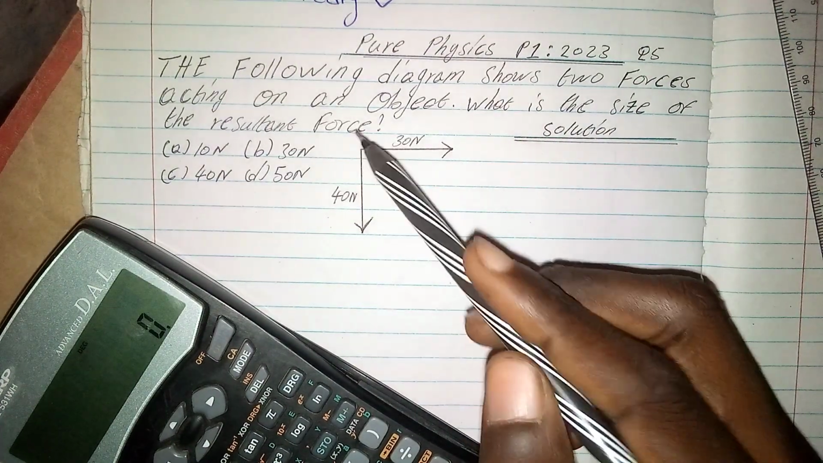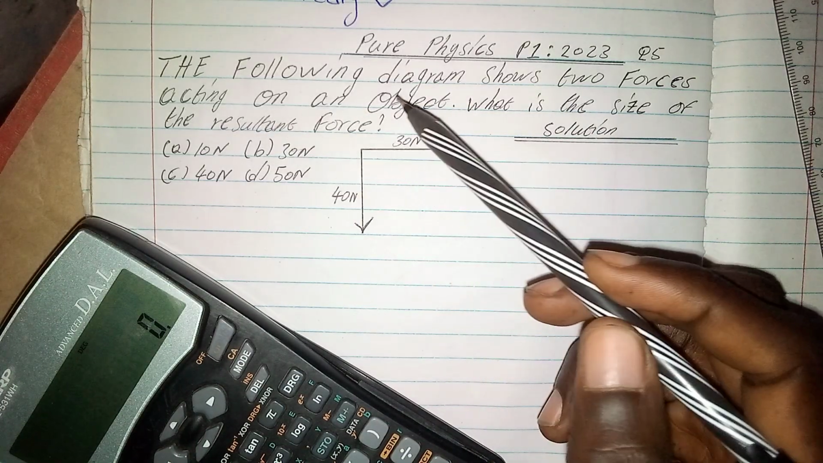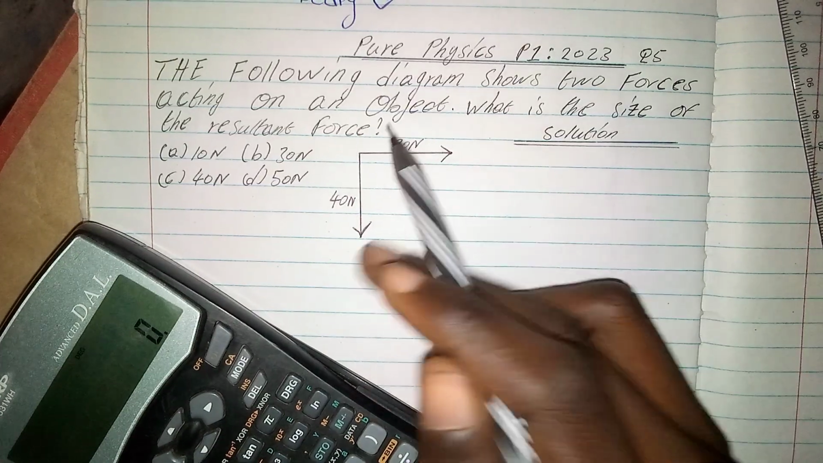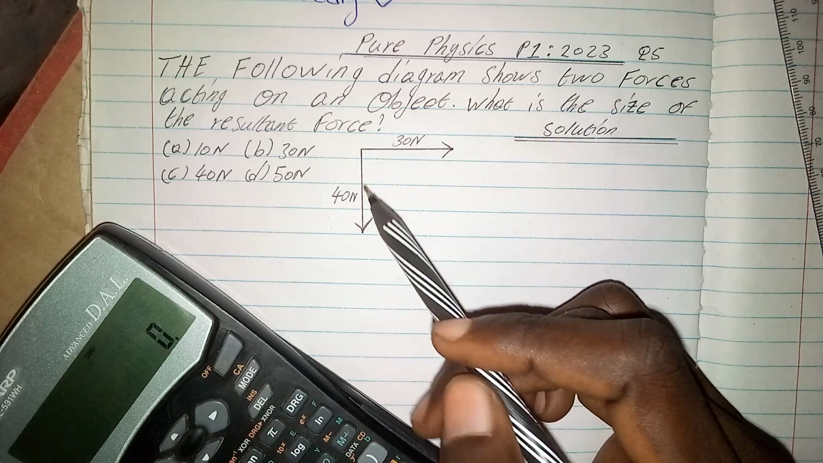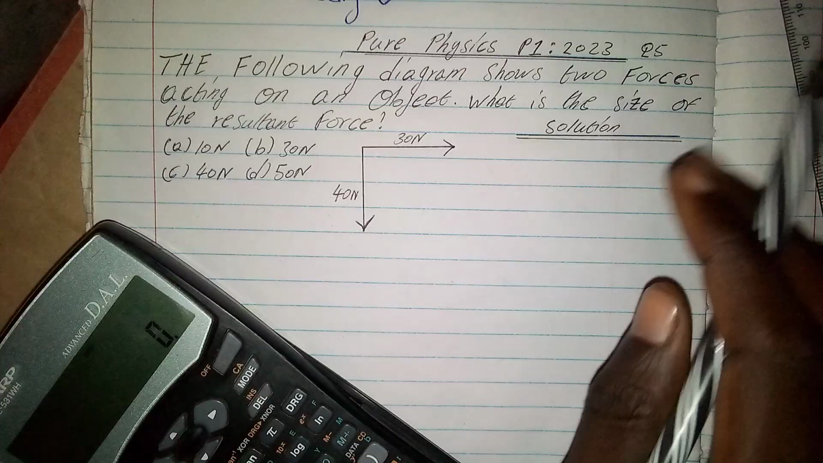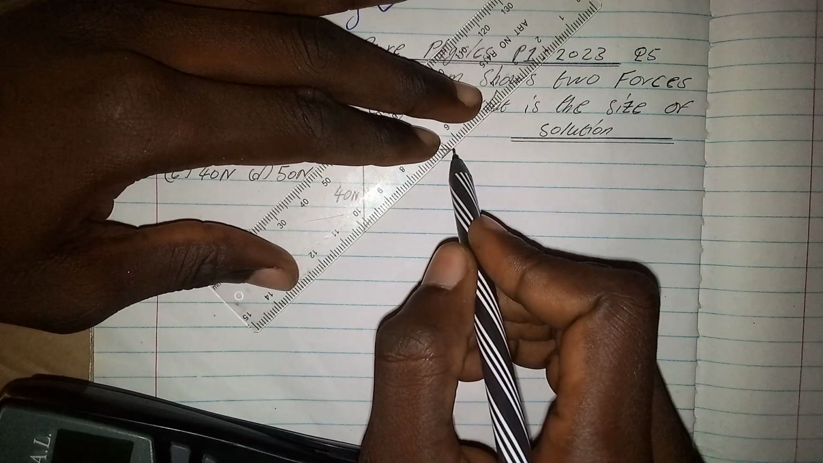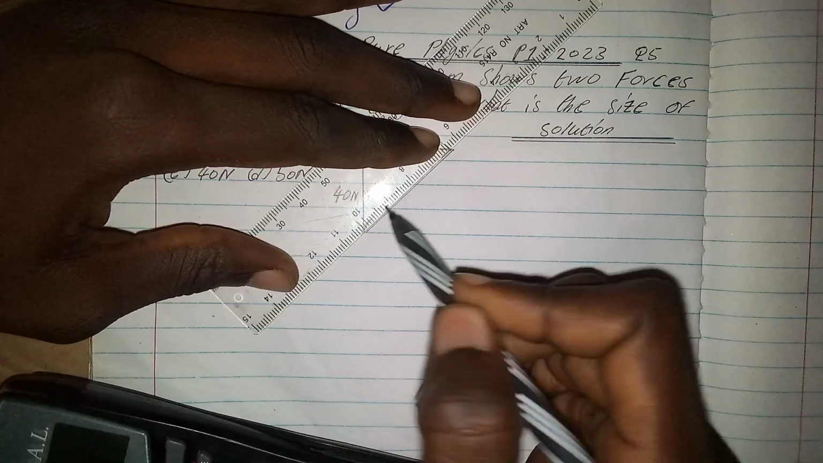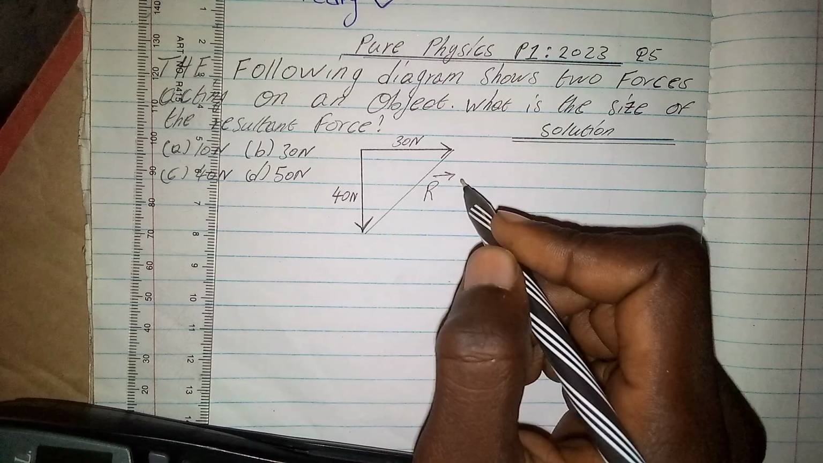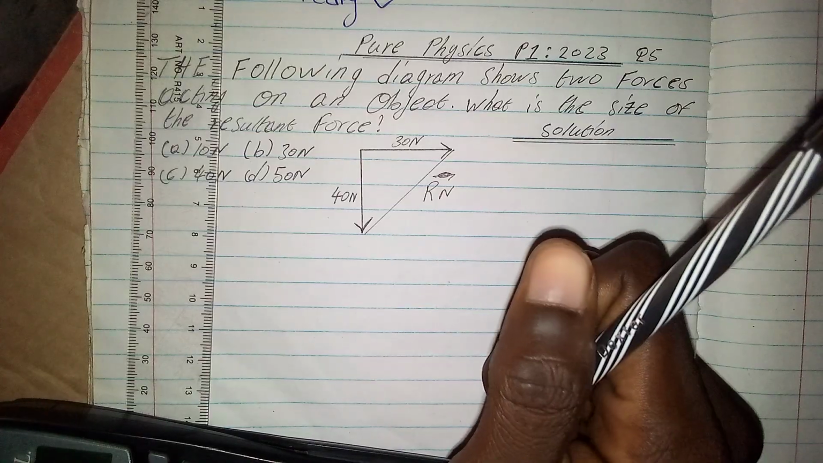Okay, so the question reads: the following diagram shows two forces acting on an object. What is the size of the resultant force? Here these are the vectors given, and we've been asked to find the resultant force. What you can do is simply join these two vectors like that. Then this will become your resultant vector, or resultant force.